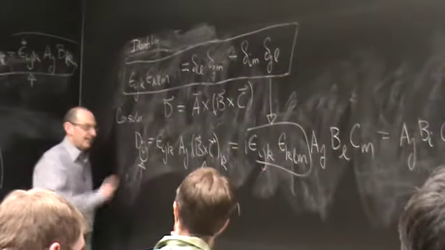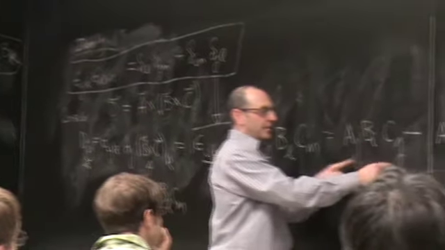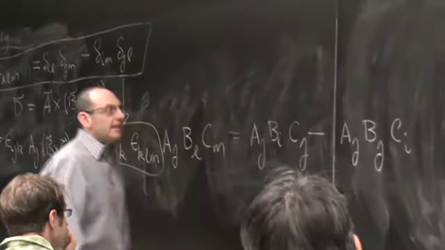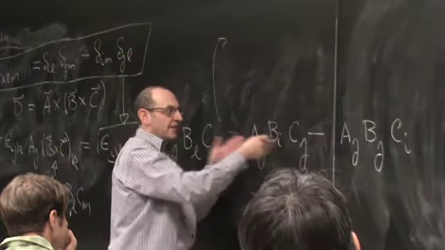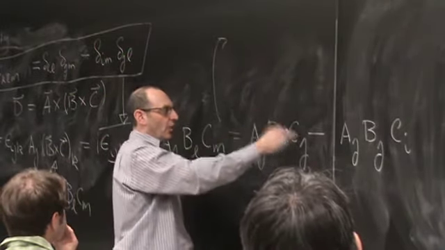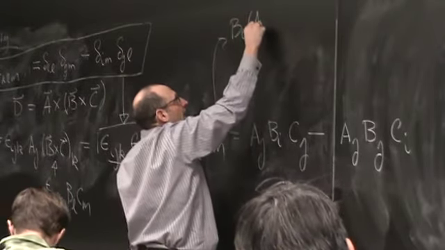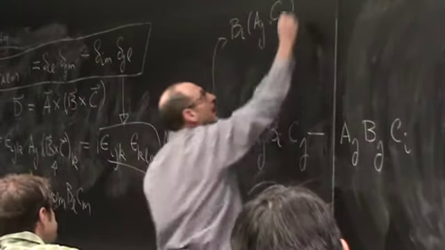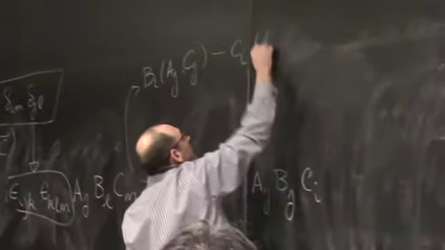Check. On the left-hand side, the fixed index is i. Here, I sum over j, the dummy index, and i is fixed. So it's all good. Now, how do I deal with this? Remember, these numbers can go in any order. So I can rewrite this as b_i times a_j c_j minus c_i a_j b_j.